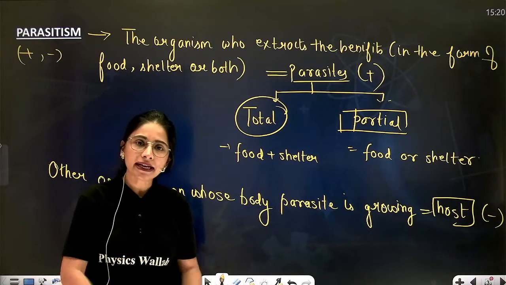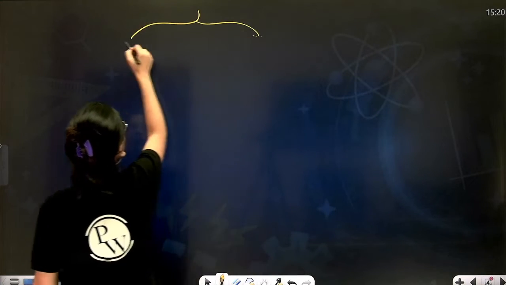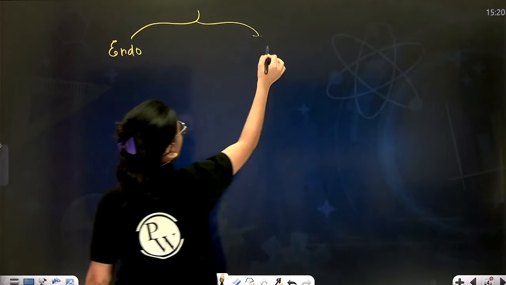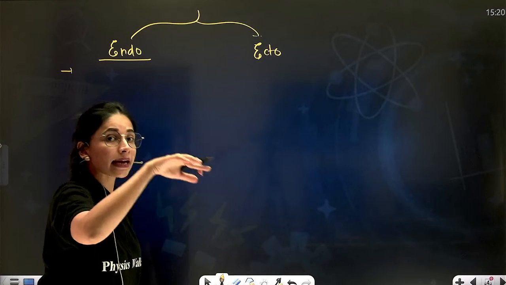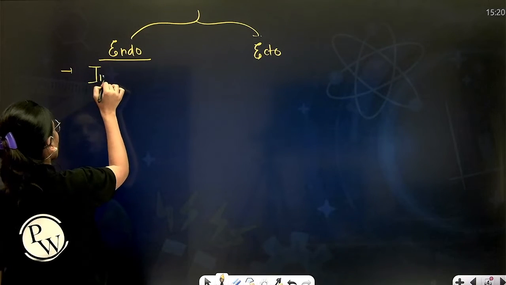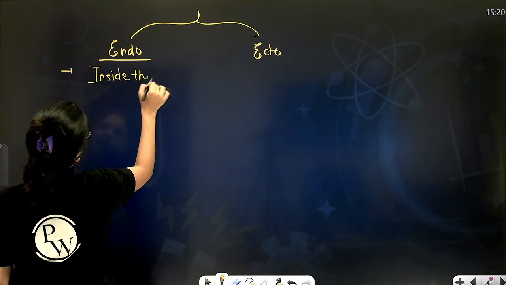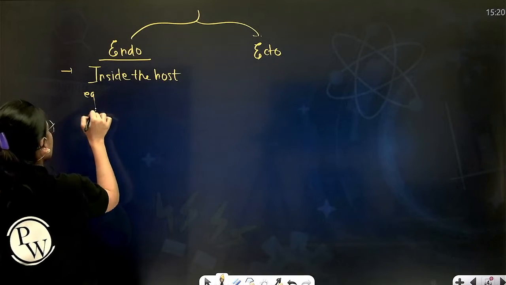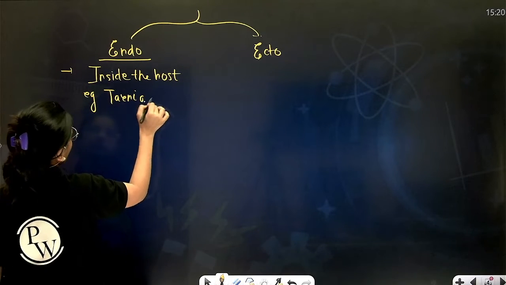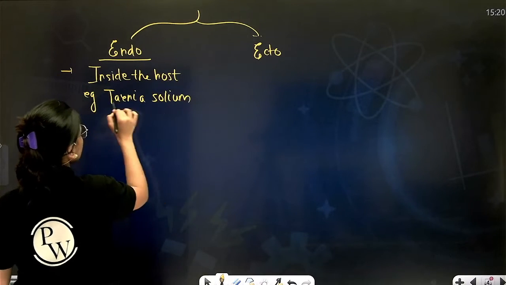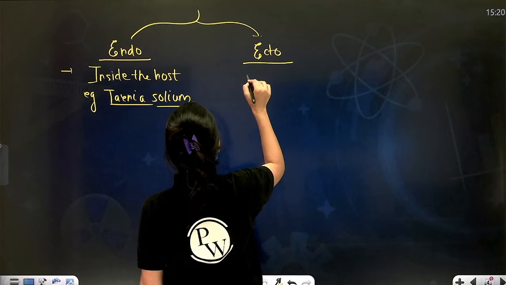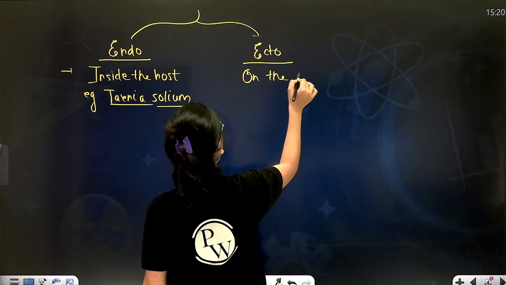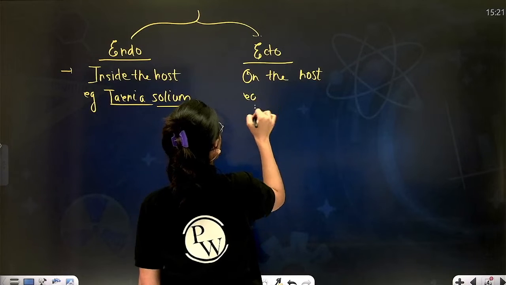Clear? Now depending upon the location of the parasite, as I told you, there can be two types, endoparasites and ectoparasites. Endo means those parasites who grow inside the host body. For example, I quoted one, Taenia solium. There are so many endoparasites, all sporozoans are endoparasites. Yes? Then ectoparasites are those who grow on the body of the host. The best example is your body louse.